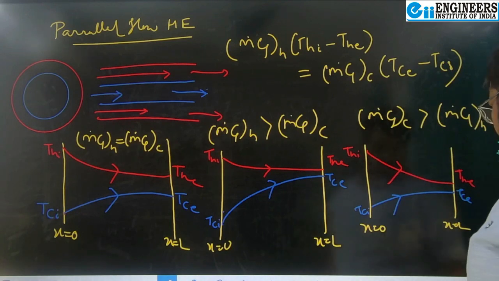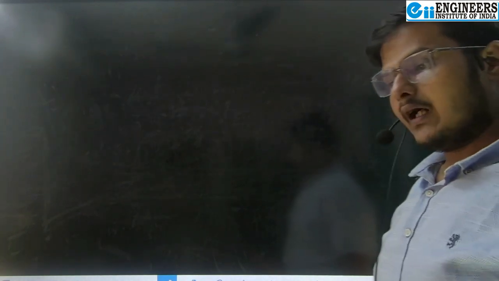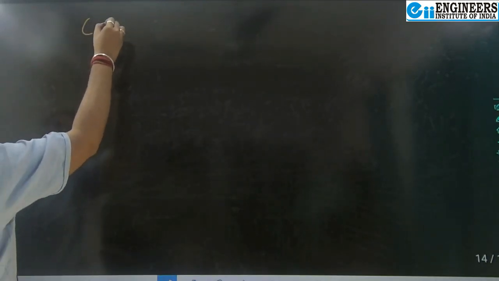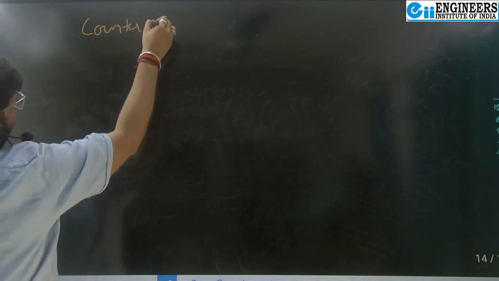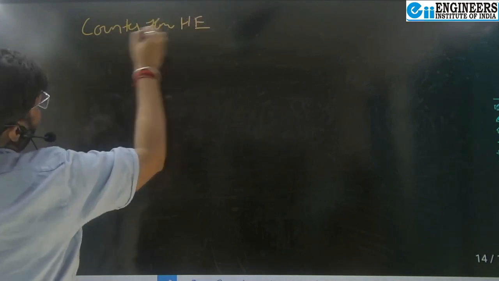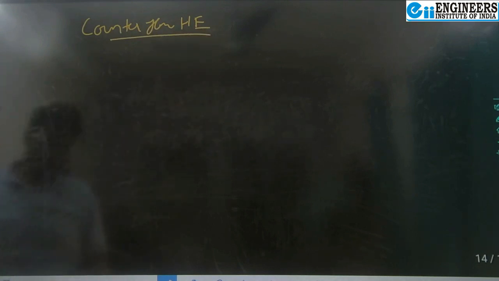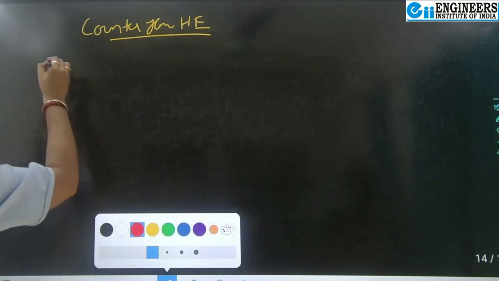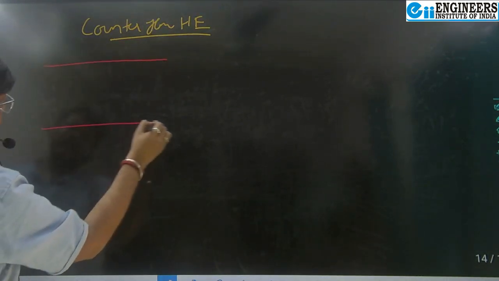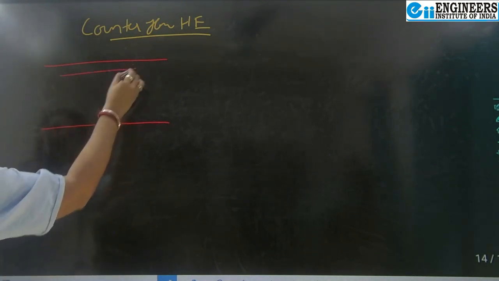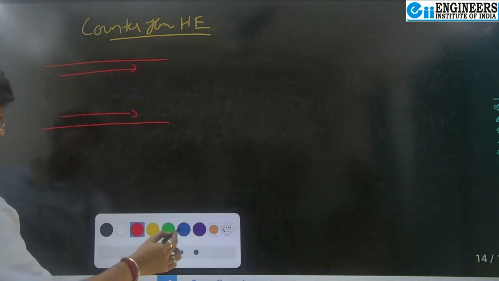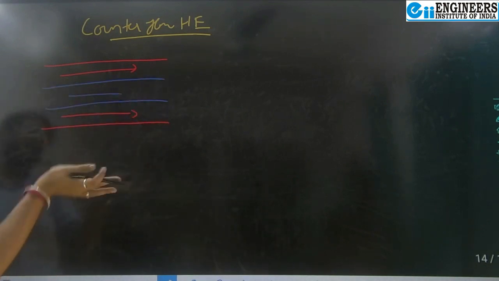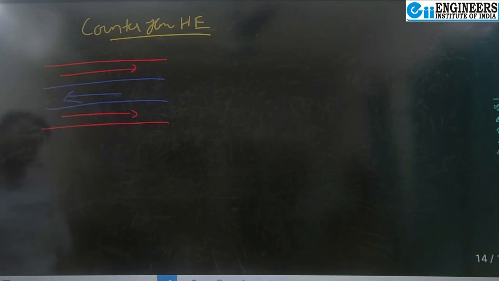Same case. Now let us move to the counter flow heat exchanger. Here we will analyze the temperature profile for the counter flow heat exchanger in the same way. Here also, if this is the cross section, let's draw the cross section in a similar way. This is the hotter annulus part in which the hot fluid is flowing, and this is the cold inner part in which the cold fluid is flowing. But here, as it is counter flow, the direction will be opposite.